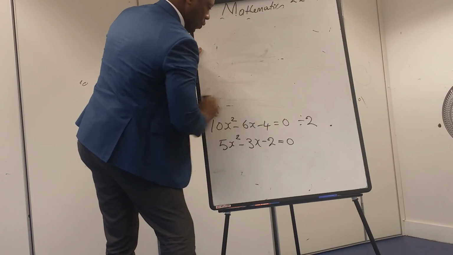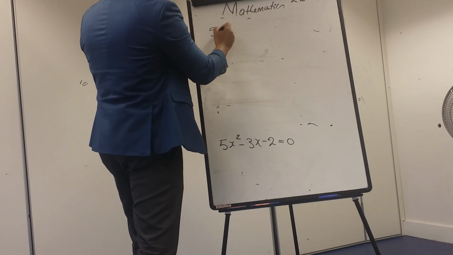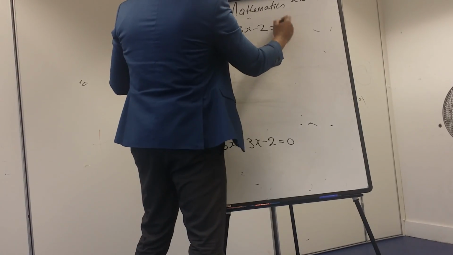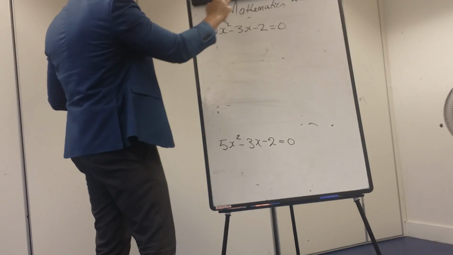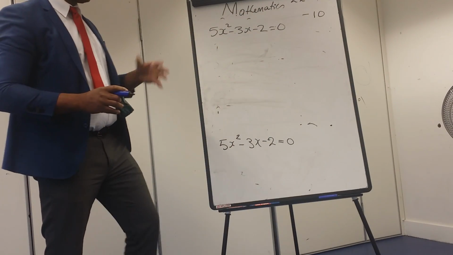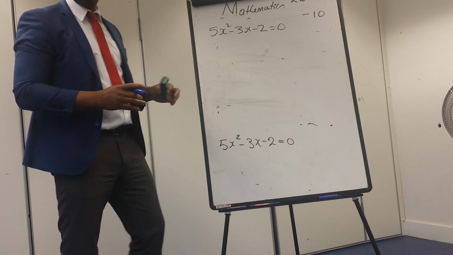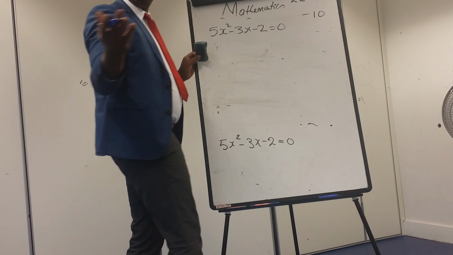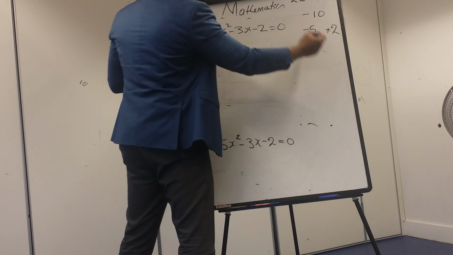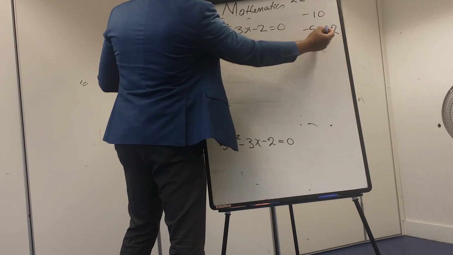Okay, so what we're going to do now, if we write 5x squared minus 3x minus 2 is equal to 0, we're going to do 5 times minus 2 is minus 10. So we need to find two numbers. When we times them, we get minus 10. When we add them, we get minus 3. Those two numbers would be minus 5 and positive 2, such that minus 5 times 2 is minus 10, but when we add them, we will get negative 3.